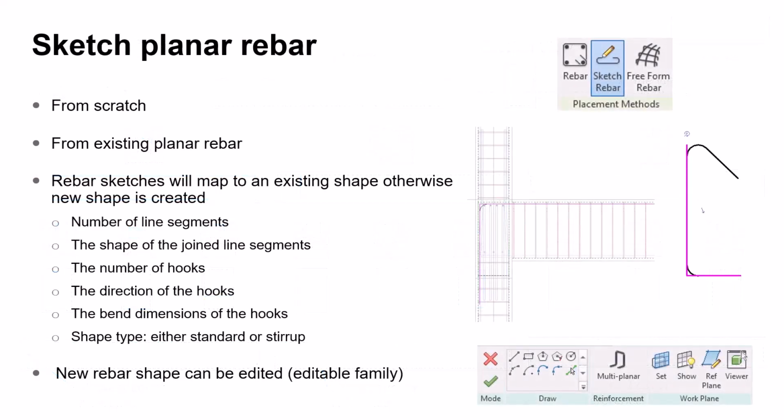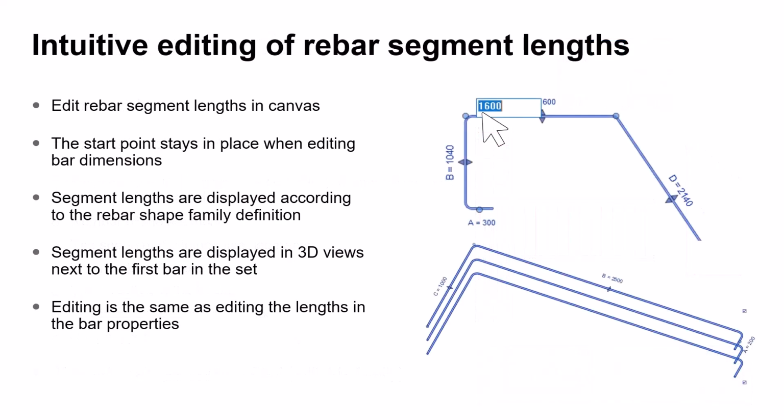Sketching planar rebar allows you to create reinforcement exactly as you need it. So you can draw it from scratch or copy an existing shape and adjust it. The sketch automatically matches an existing shape definition or creates a new one if it's unique. So you can control every segment, hook direction, and bend dimensions. Because it's an editable family, any custom shape can be saved and reused, of course, for speeding up future detailing.